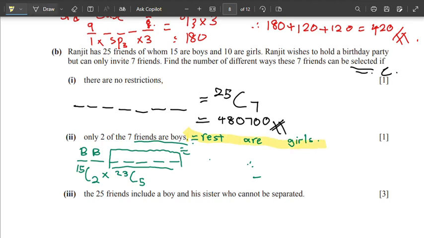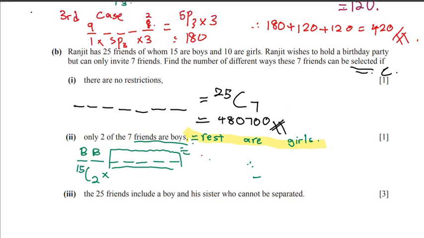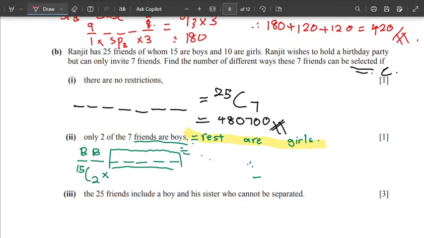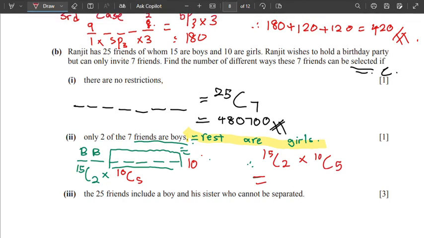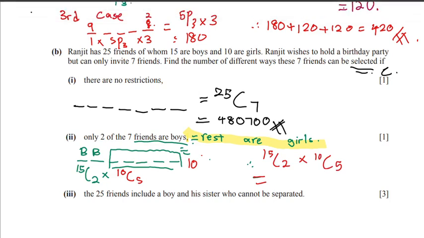Alright, so let me change that. This is very hard. So 23C5 is not the answer. How many girls do I have? I have 10 girls. From here, I have 5 sample space. 10C5. So it's going to be 15C2 times 10C5. 15C2 times 10C5. Okay. 26460. Sorry, made a mistake.